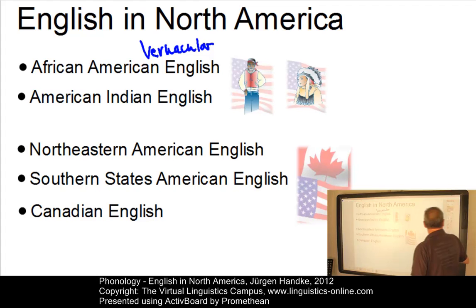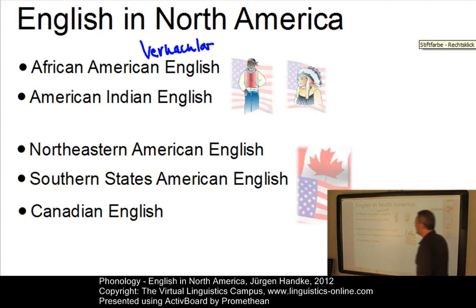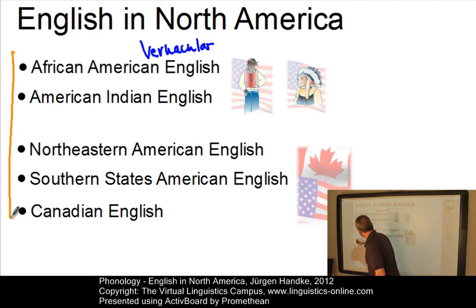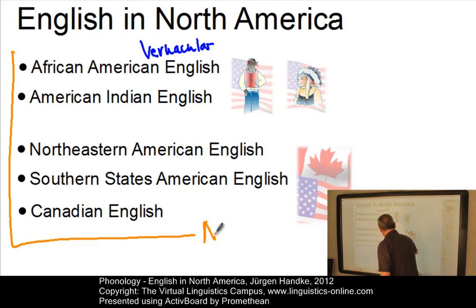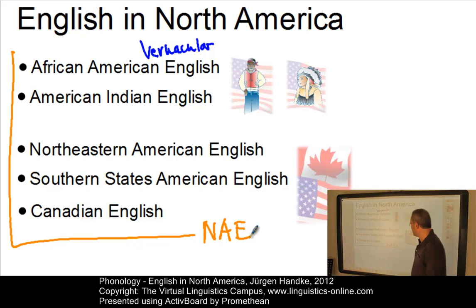The head term for all these varieties is North American English. So all these are called North American or subsumed under the heading of North American English. That is, all the varieties of English that are spoken on the North American continent.